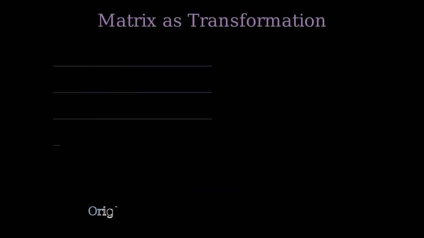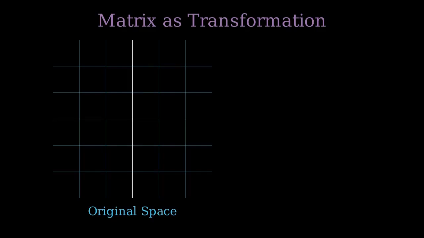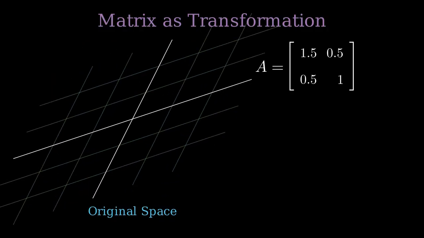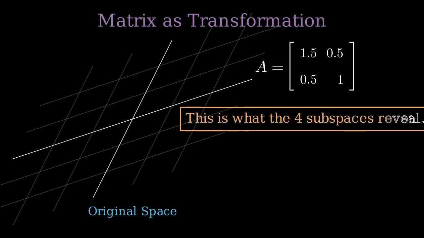Let's visualize what a matrix does to space. Imagine we have a 2D grid representing our space. Watch what happens when we apply a matrix transformation. The matrix stretches, rotates, and shears the space. Understanding where vectors can go and which vectors go to zero is what the four subspaces are all about.